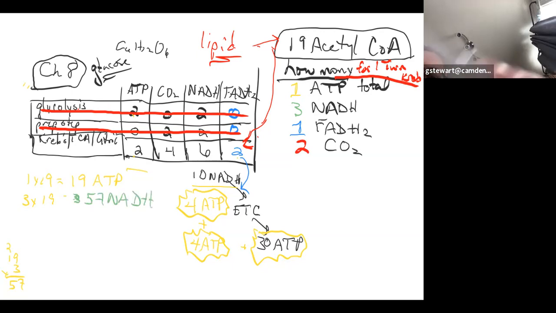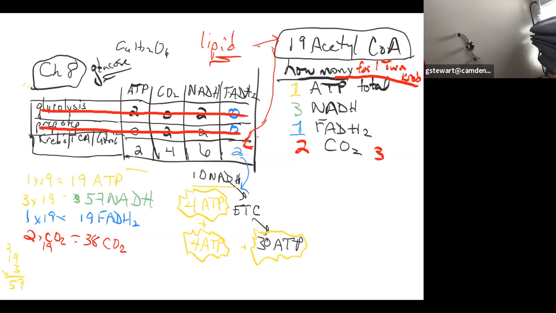I'll have 38 FADH2s. No, I won't. Just 1, right? 1 times each. 1 times 19, that gives me 19 FADH2s. And then I will have 2 carbon dioxides. So 2 times 19, that's the 38 that I was looking for. All right, so that means this one's finished. 38 CO2.